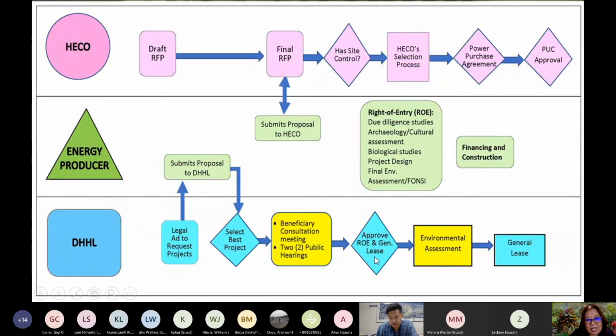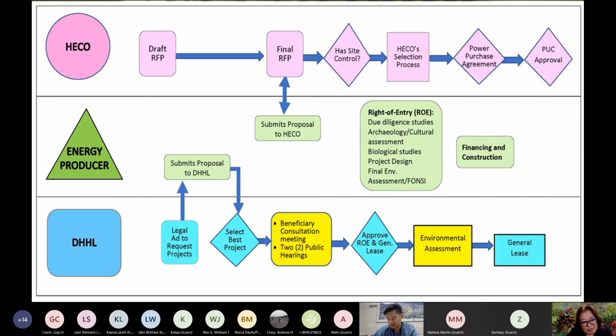But they would still have a lot of work to do. In order for us to confer a long-term lease, they would have to have the environmental assessment done. This is Chapter 343 HRS. They usually go through a draft process. There's a public comment period. There's a final EA.